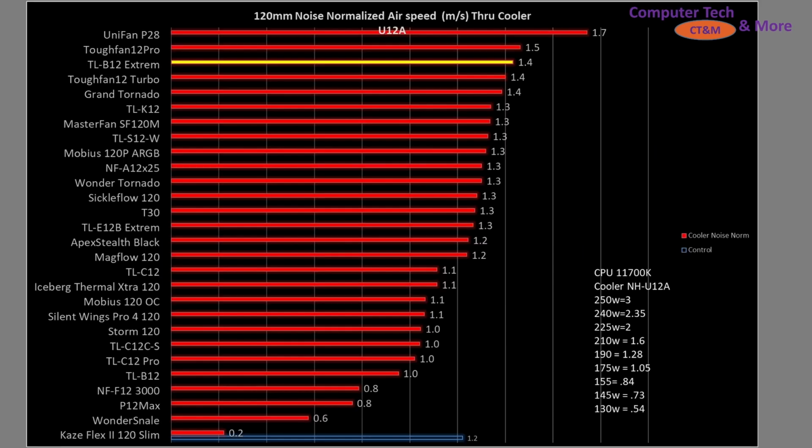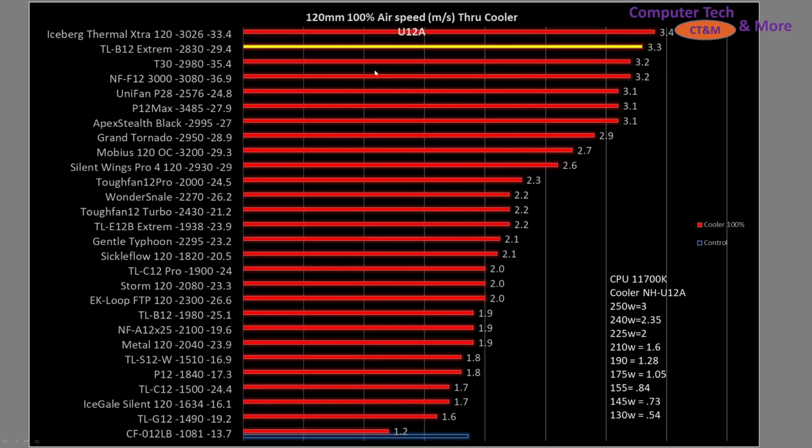And how does it do compared to everything else? Well, it's in third place, at the time of making this, so it's right there towards the top. You have the Unifan P28, you've got the Toughfan 12 Pro, and then you've got the TL-B12 Extrem. So it's definitely around other top-end, high-class fans. At 100% PWM fan signaling, you see where it ranks, and it's right there at the top. Amazingly, it beat out the T30 in my testing while being quieter than it.